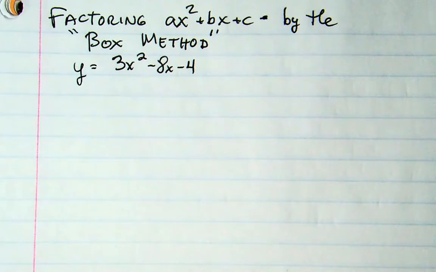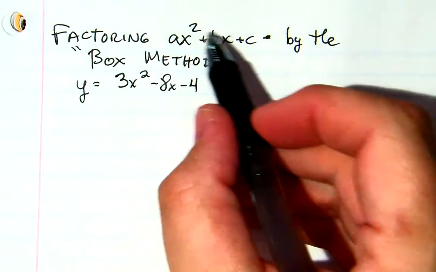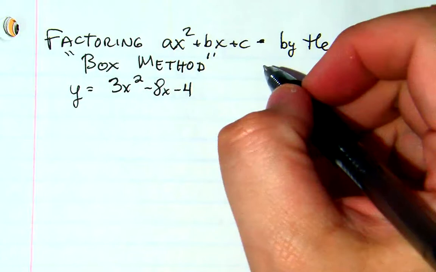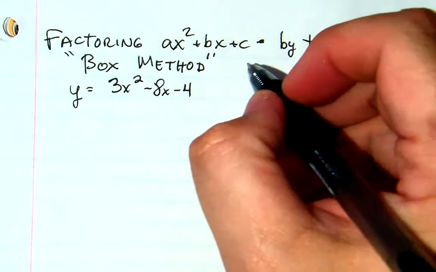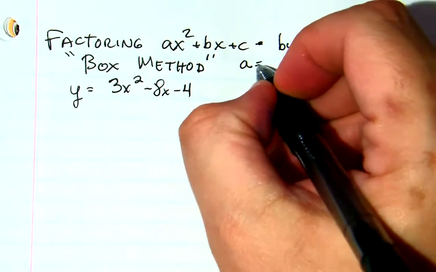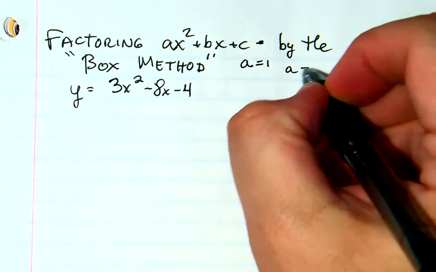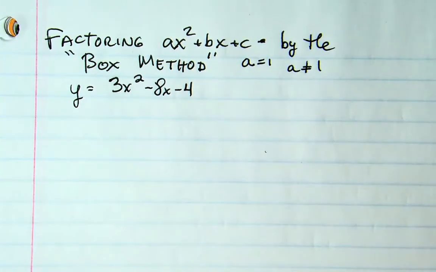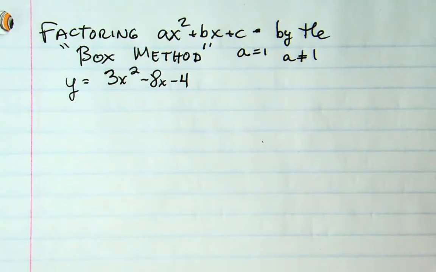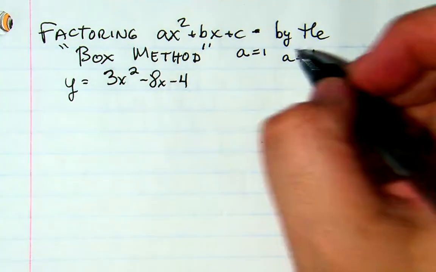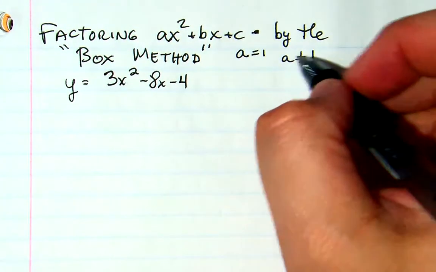Okay, factoring ax² plus bx plus c. Now, normally, I used to break it up and say when a was equal to 1, and then when a was not equal to 1. But thankfully, I learned a lot from my students, and I learned a couple different methods, to where it doesn't matter if a is equal to 1 or a is not equal to 1.